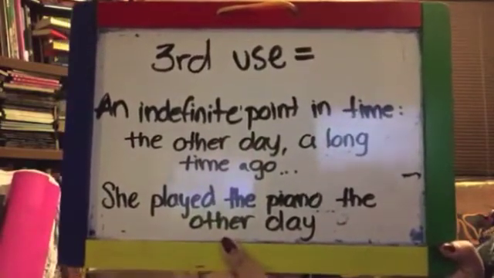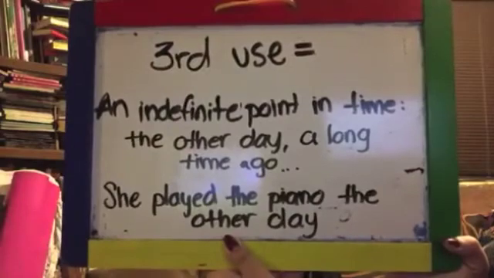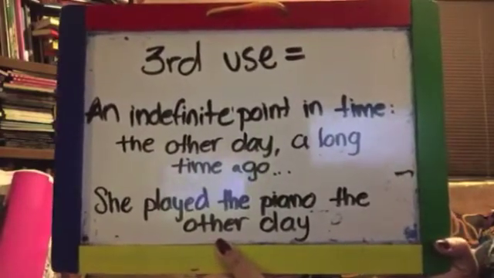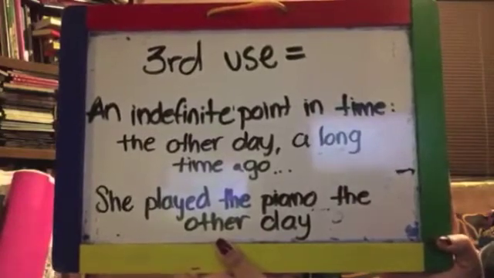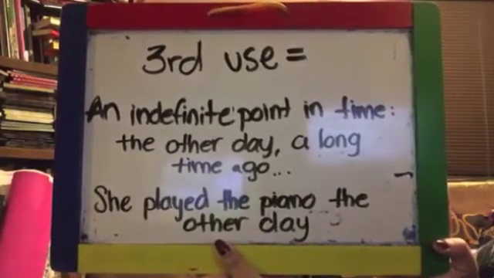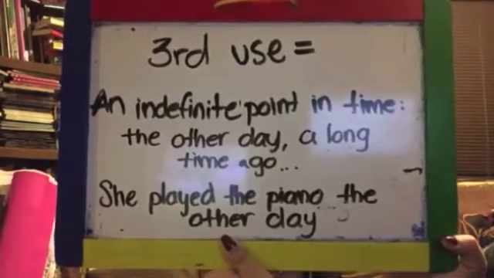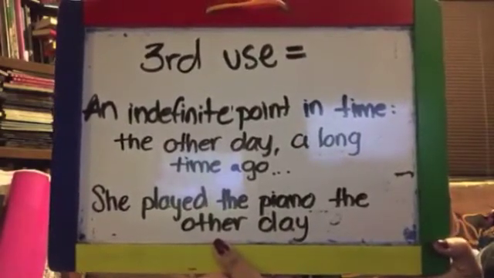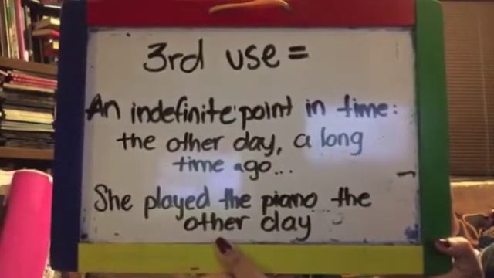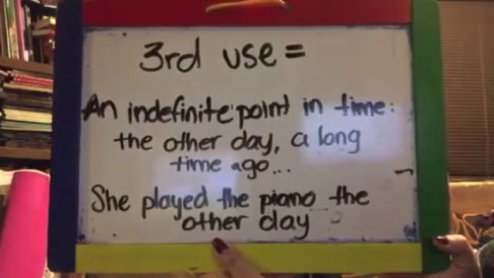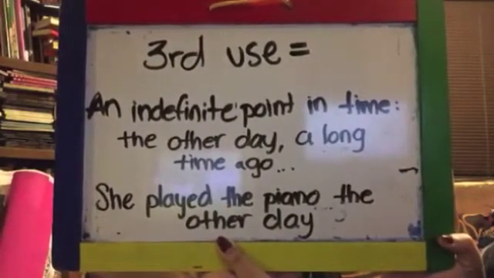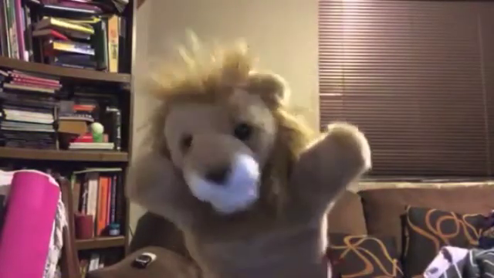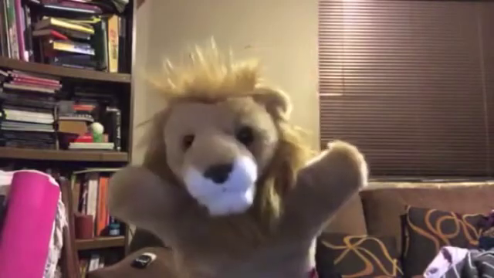So in this sentence, we have the verb in past, played, and we have the indefinite point in time, the other day. So we know that this sentence is in past because of the verb and because of the indefinite point in time. We can read the sentence: She played the piano the other day. So those three were the uses of the simple past.